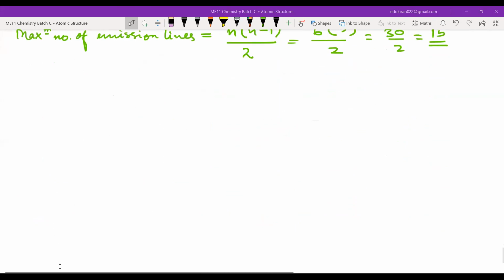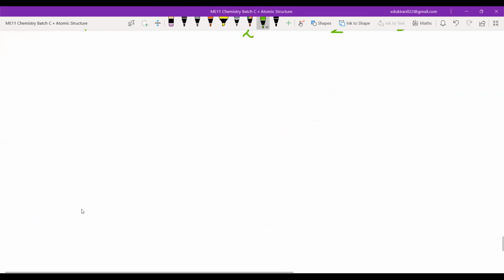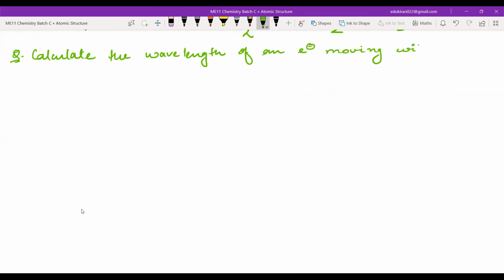Please write the question. Calculate the wavelength of an electron moving with velocity 2.05 into 10 to the power 7 meters per second.